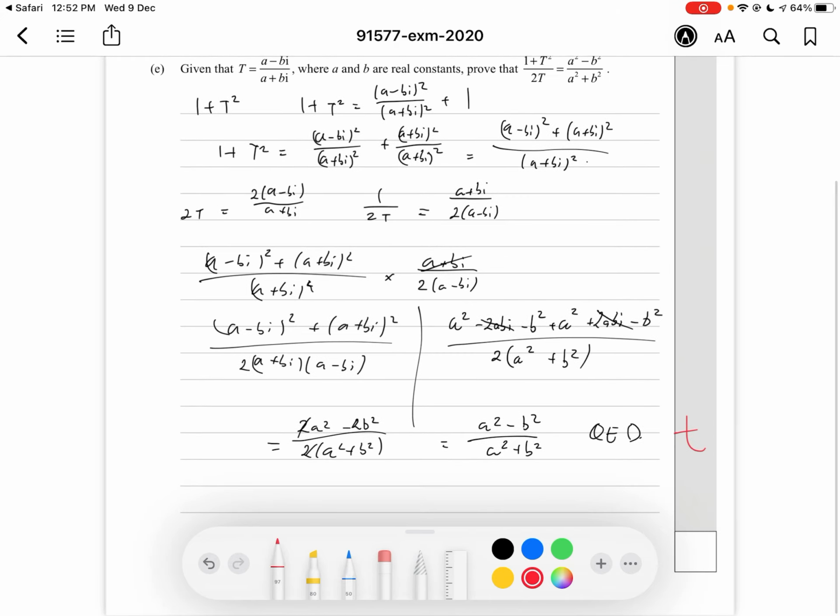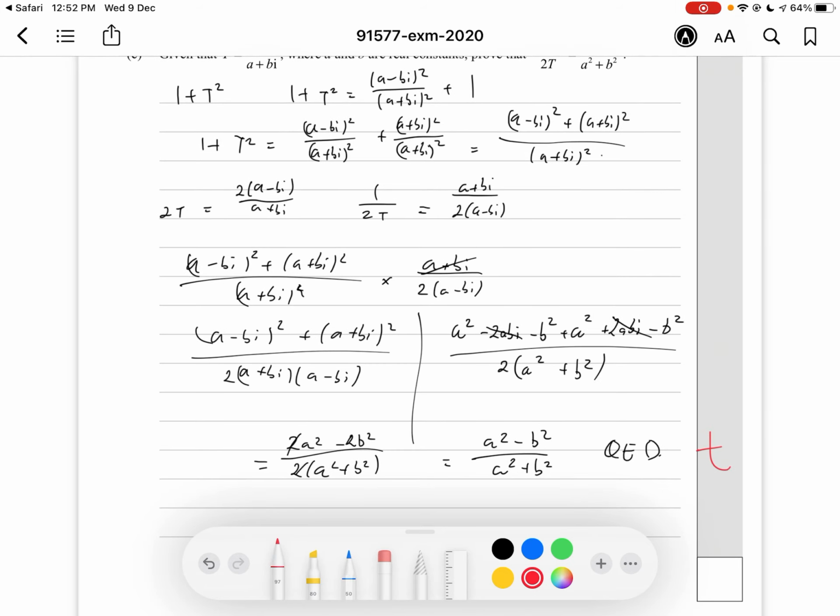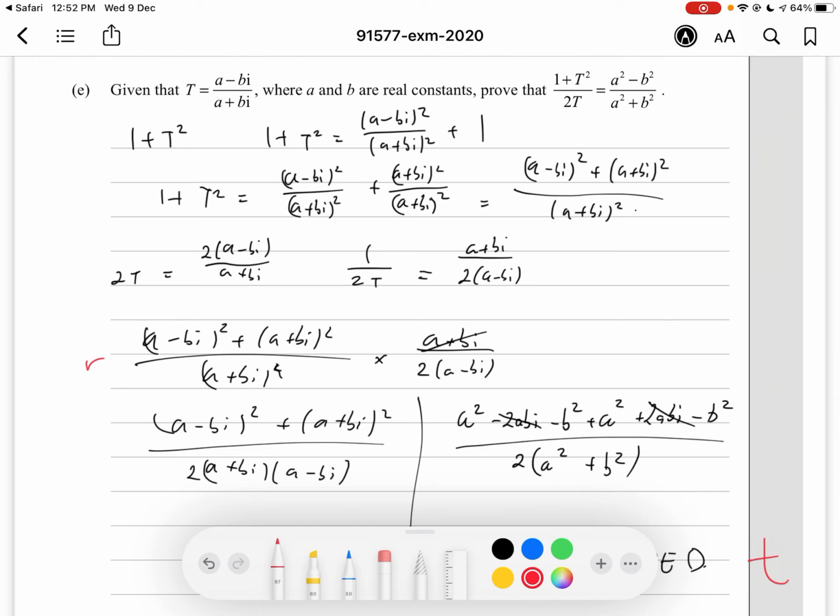In terms of getting a merit level grade, if you can show a manipulation, so getting somewhere up to this step here, that should be enough for a merit. To get an achieved, if you can find an expression for 1 + t² or just 1/(2t), probably just one of these two should be enough for an achieved.